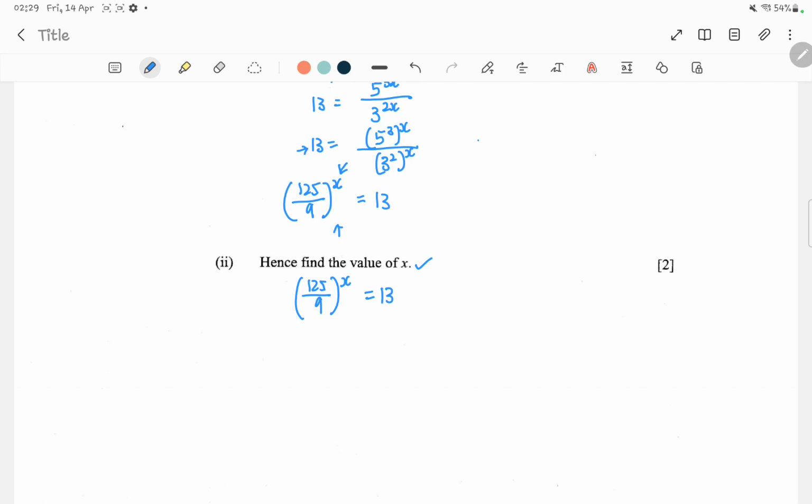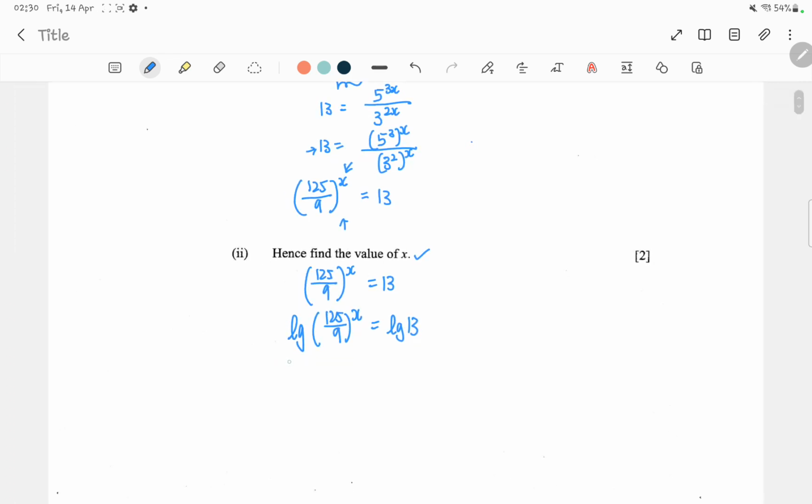Now, in order to solve for an unknown where the unknown is in the exponent, you need to take logarithm of both sides. Whether you take the common logarithm LG or you take the natural logarithm ln on both sides, it doesn't matter. Here we will take the common logarithm on both sides, which is LG. So I'm going to take LG on both sides, which is over here, and I'm going to take LG on the right hand side, which is over here.